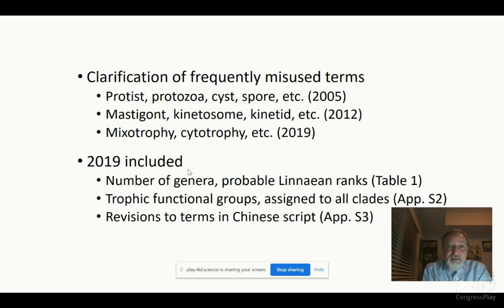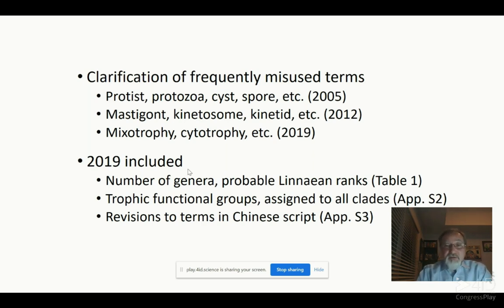clades, and in some lineages we went as far as we could into genera and identify what kind of feeding happens. We also introduced the number of genera in Table 1 together with the probable Linnaean ranks, so phylum, class, some orders, and so on. So I think that's a good place to go to get oriented with regards to the bullets in the actual paper.